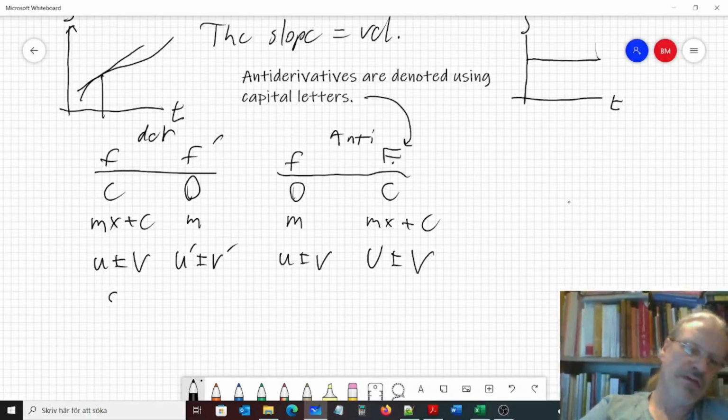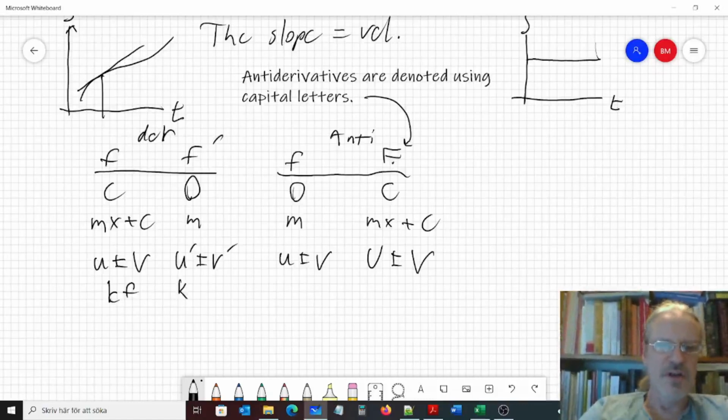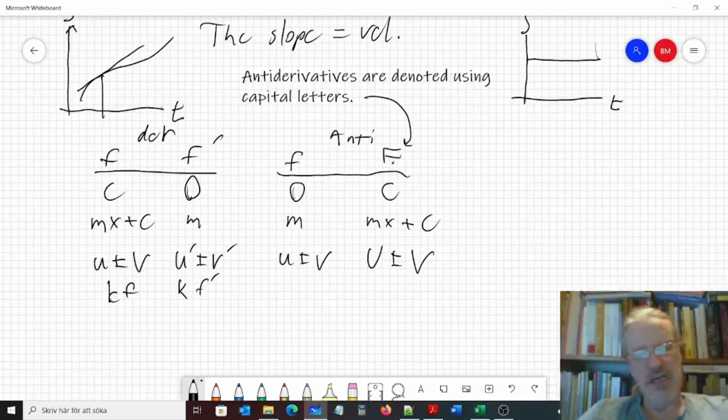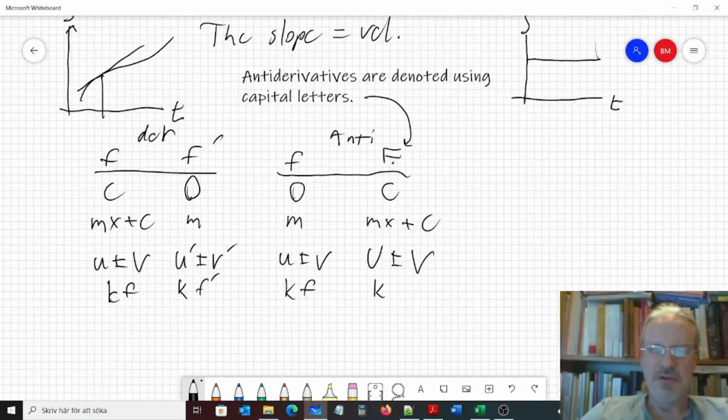We also know that if we have a constant times our function, I'll write k for the constant here to not mix it up with a c. If we have a constant times a function, we know that we can keep the constant and take the derivative, and the corresponding rule here says if we have a constant times a function, the antiderivative will simply be: keep the constant and take the antiderivative.